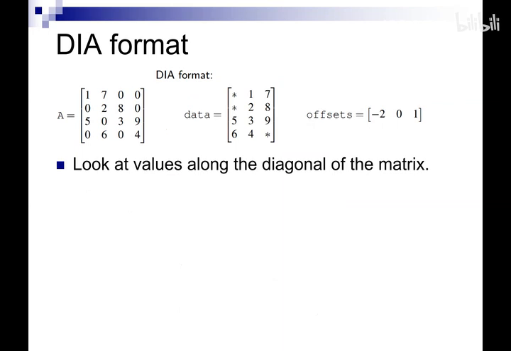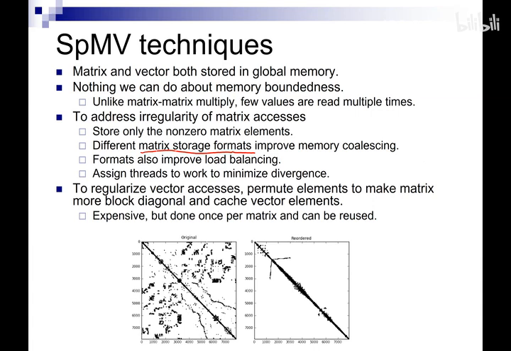The first format we're going to look at is called the DIA format, or diagonal format. I should say that different formats are suited to different types of matrices. They're optimized for different types of matrices. So, for example, this diagonal format is optimized for matrices that basically consist of a small number of diagonals. The non-zeros are mostly on the diagonals. For example, if we go back to this matrix on the right, you see that most of the non-zeros are on the diagonals.